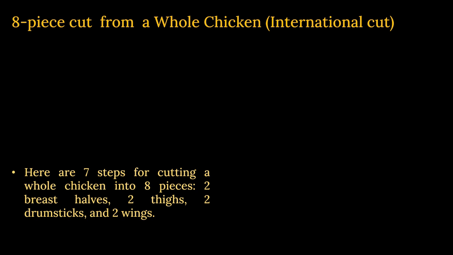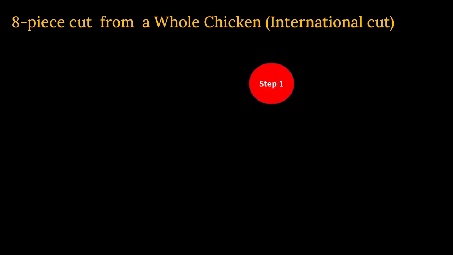There are 7 steps for cutting a whole chicken into 8 pieces. Out of that, 2 breast halves, 2 thighs, 2 drumsticks and 2 wings. This is altogether 8 pieces we get from a whole chicken, and there are 7 steps involved in cutting that. So we'll clarify the steps one by one here. Step 1.